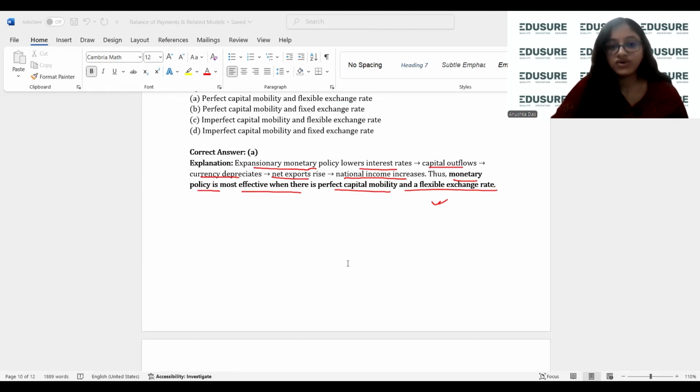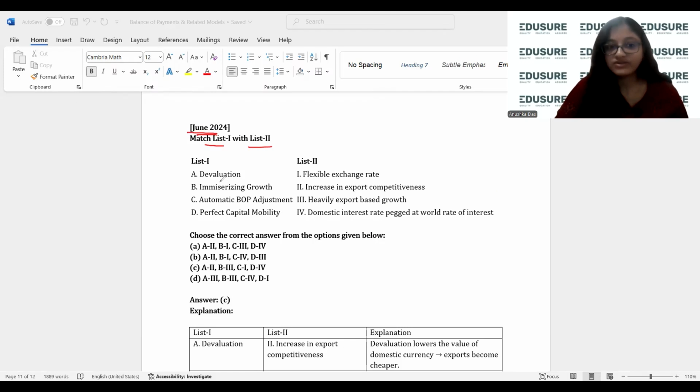Now let us solve some more questions. This is June 2024. Match List 1 and List 2. In List 1, you have devaluation, immiserizing growth, automatic BoP adjustment, and perfect capital mobility. List 2 has flexible exchange rate, increase in export competitiveness, heavily export-based growth, and domestic interest rate pegged at the world interest rate. When the domestic interest rate and the world interest rate are the same, we call it perfect capital mobility.